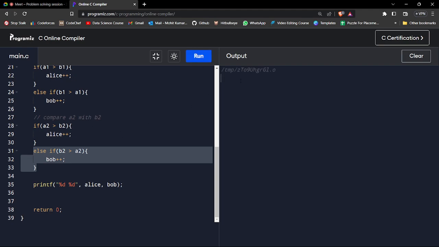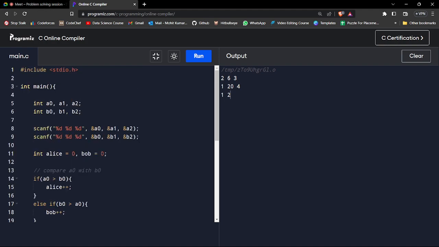Let's just check for 2 6 3, right, and then 1 20 4. Okay, so yeah, in this case, 2 and 1, 2 is greater, so Alice got 1 point. 6 is smaller than 20, so Bob gets 1 point. 3 and 4, 4 is greater, so Bob gets 1 point, and this way Bob got 2 points and Alice gets only 1 point. So I hope this question is clear to everyone.